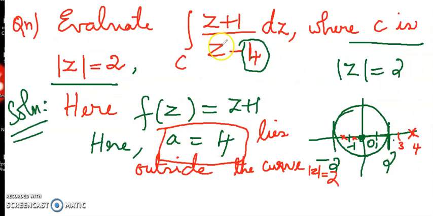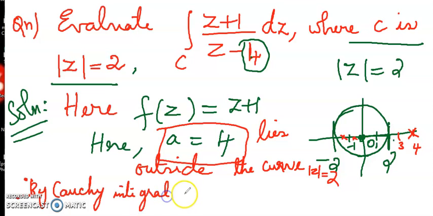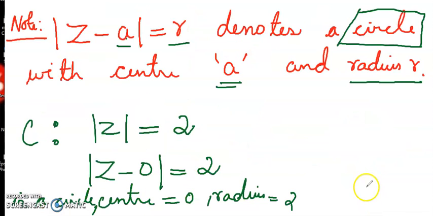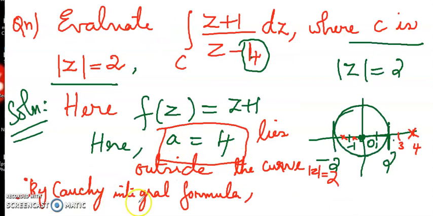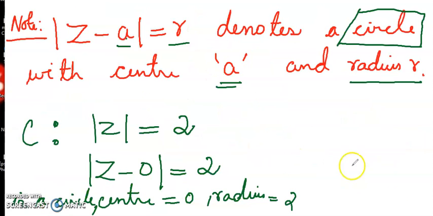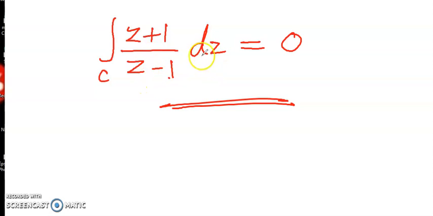So simple. Here the answer is, therefore, by Cauchy integral formula, you can write the solution. So let me write here. By Cauchy integral formula, integral over C (z plus 1) by (z minus 4) dz is equal to 0. So our answer is 0. So you can write the answer like this. By Cauchy integral formula, the integral is equal to 0 is the solution. So it's very simple.